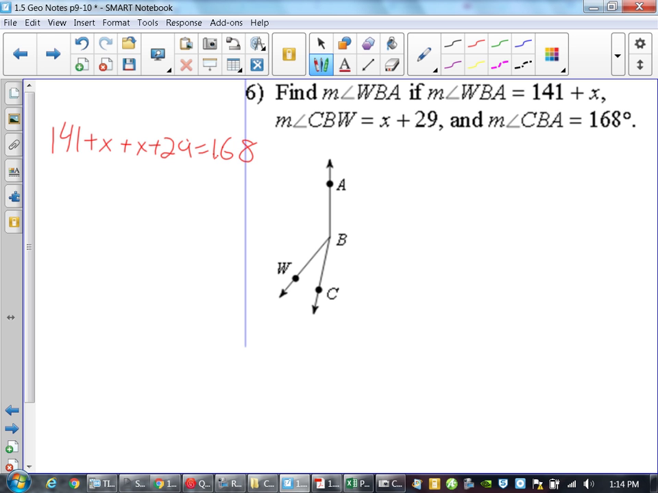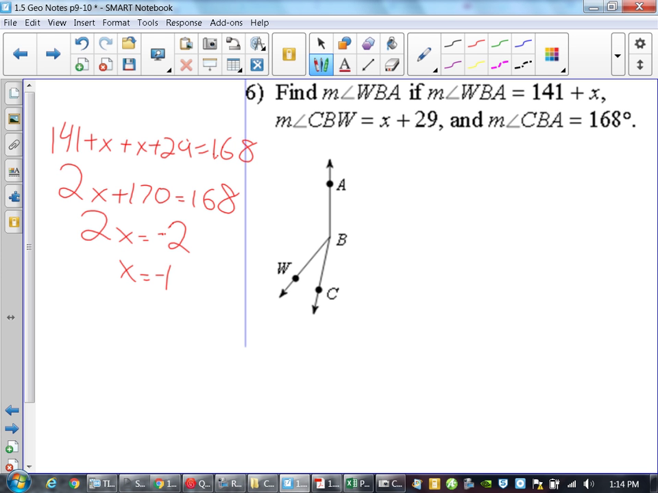What's 141 and 29? 170. And you're back at a two-step algebra problem. Subtract the 170. You get -1. Is it saying that the angle is negative? It's just saying that the value of x is negative.